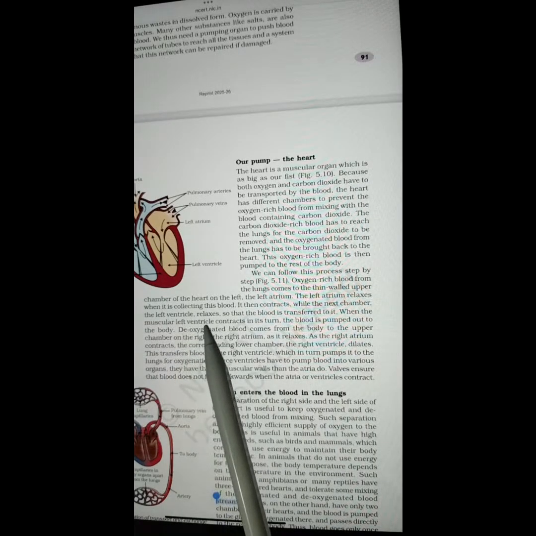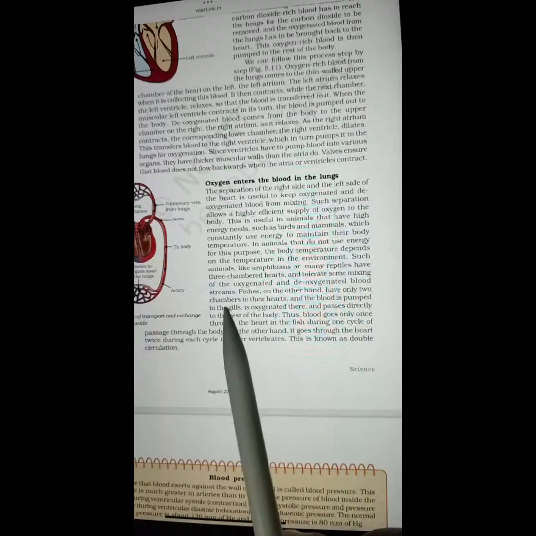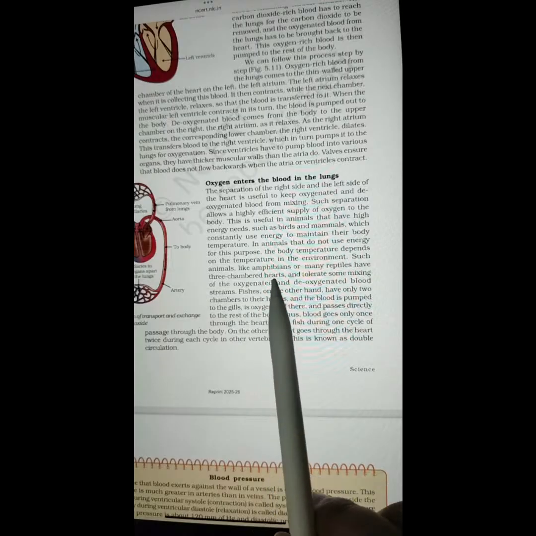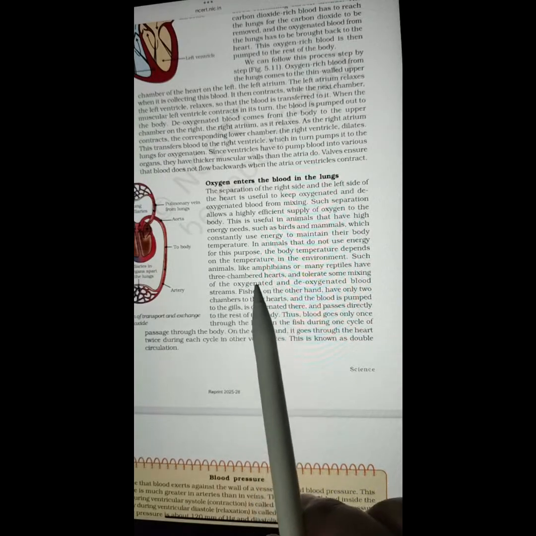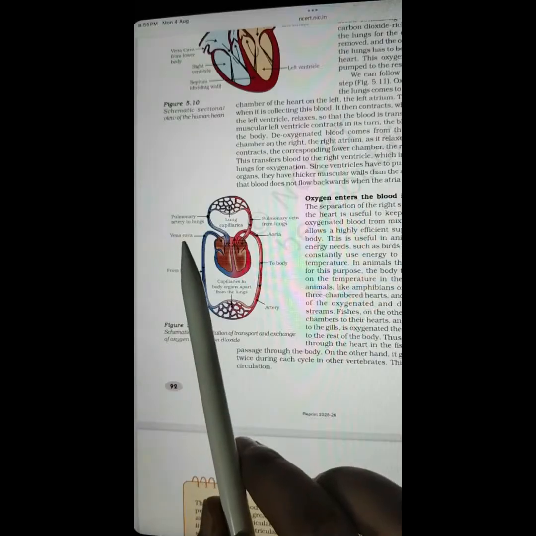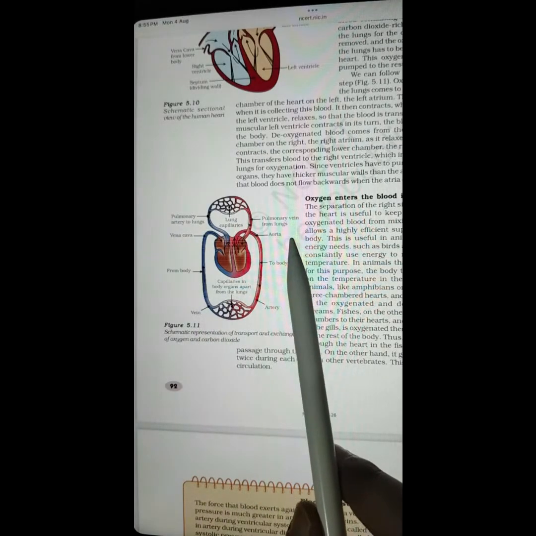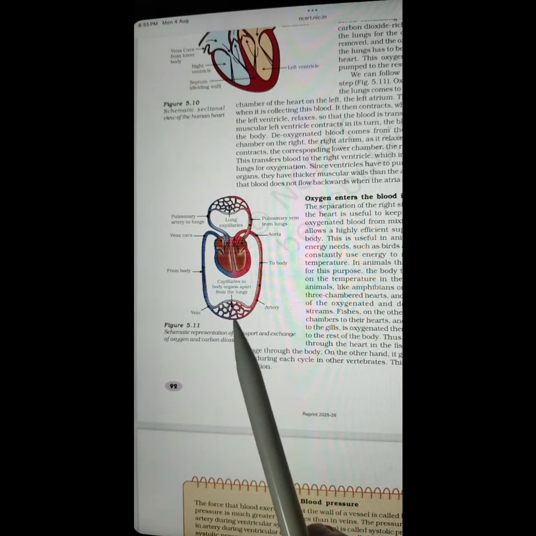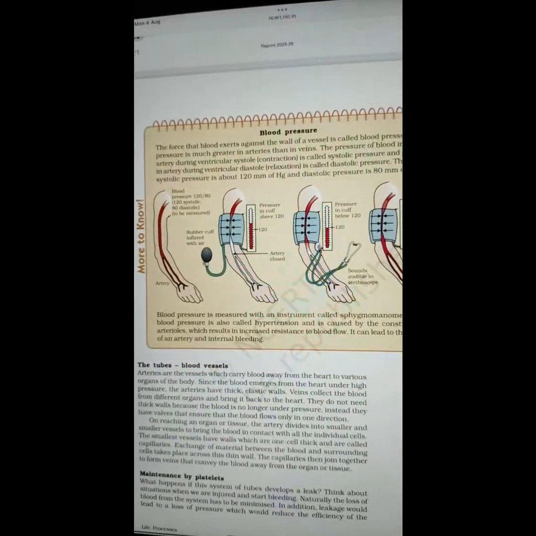Ventricle relaxes, deoxygenated, valves, streams, efficient, temperature, amphibians, three-chambered hearts, environment. Pulmonary artery to lungs, pulmonary vein from lungs, aorta, lung capillaries, capillaries in body organs apart from the lungs, blood pressure.